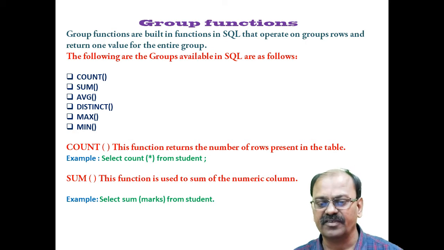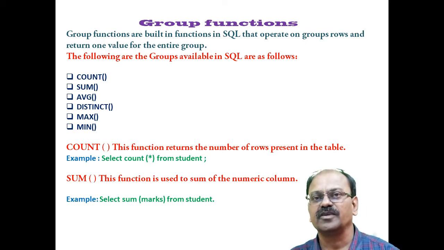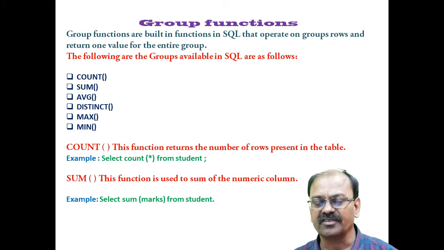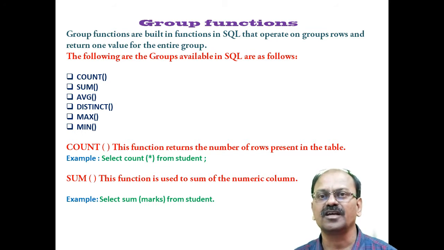Now first we will see count. We have already used count to find how many students got first class. It is a statistical function, and also a group function. The count function returns the number of rows present in the table. For this purpose: select count(*) from student. It will count the number of records present in the table. For example, if there are 20 records, it will show 20.